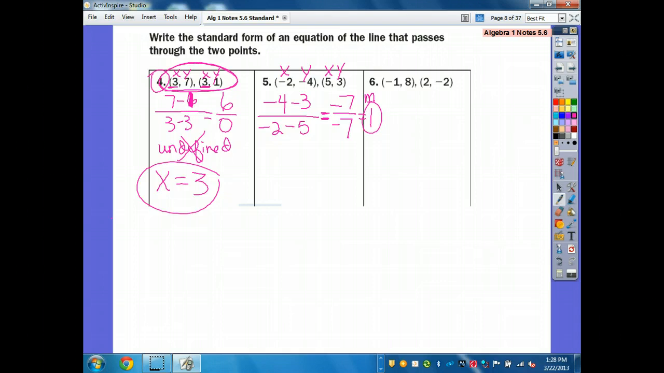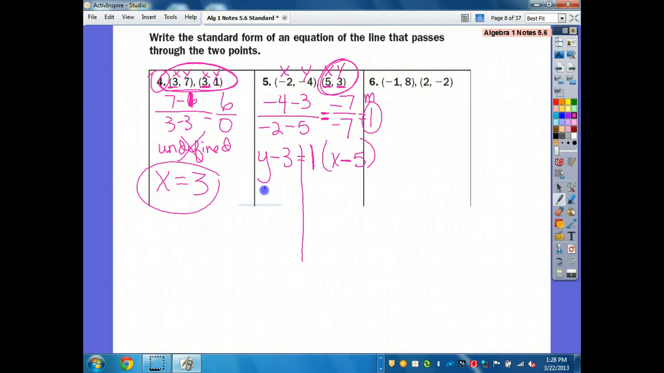Step number 2, substitute my numbers. Which ordered pair do you want to use? The negative 2, negative 4, or the 5, 3? 5, 3. I figured you'd pick that because there's no negatives. I would too. So good job. So let's substitute in y minus what? 3, because that's my y, equals, what's my m? 1. 1 times x minus 5.